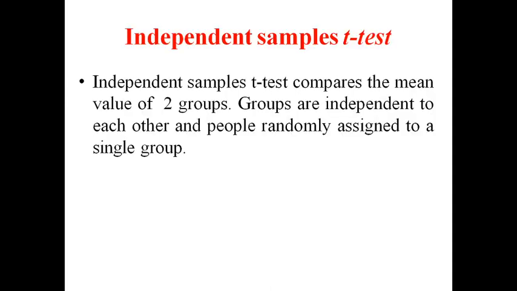So what is the independent samples t-test? The independent samples t-test compares the mean value of two groups. The groups are independent of each other, and people are randomly assigned to a single group. So in the independent sample t-test, there will be two independent groups, and we will calculate the mean value of one group and the mean value of the other group, and we will compare these two mean values.